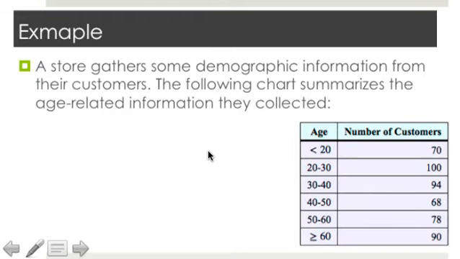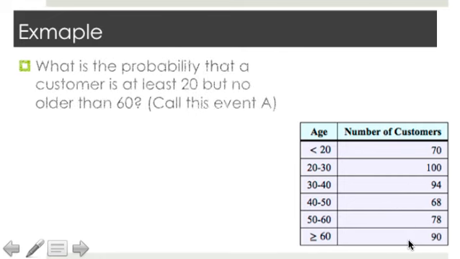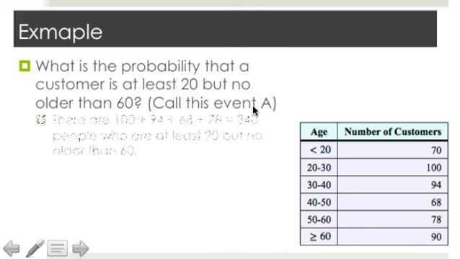Here's another example, and please excuse the typo up here. A store gathers some demographic information from their customers, and the following chart summarizes the age-related information they collected. So here you see ages over here in this column, and the number of customers who are in that category over here in this column. Okay, so what is the probability that a customer is at least 20 years old, but no older than 60? Let's call this event A. So, let's take a look.